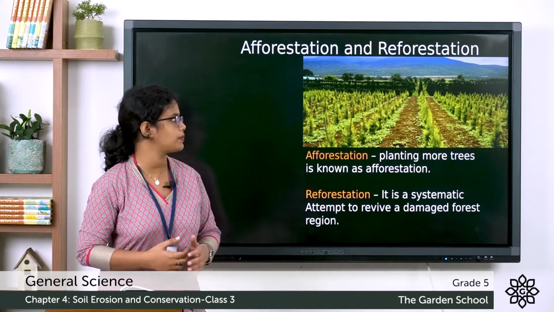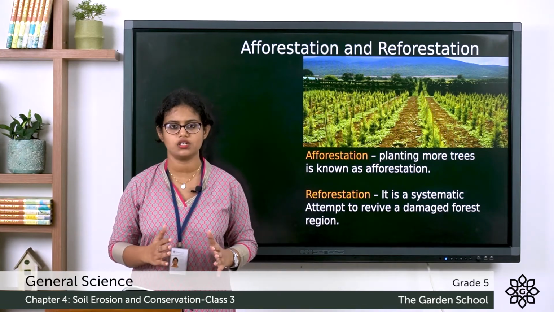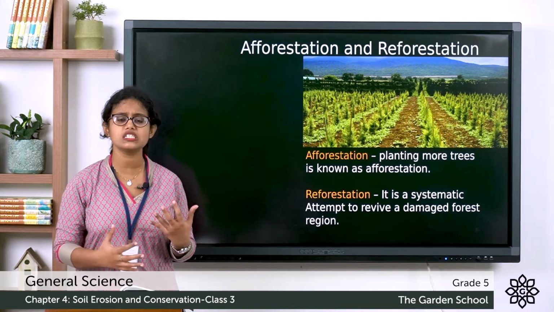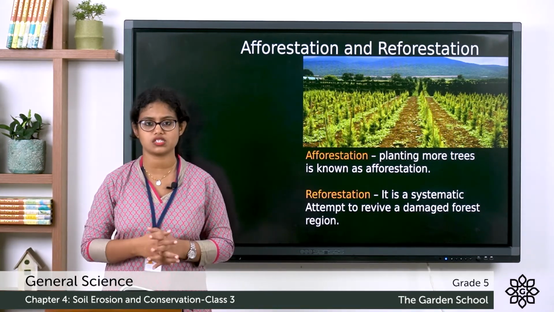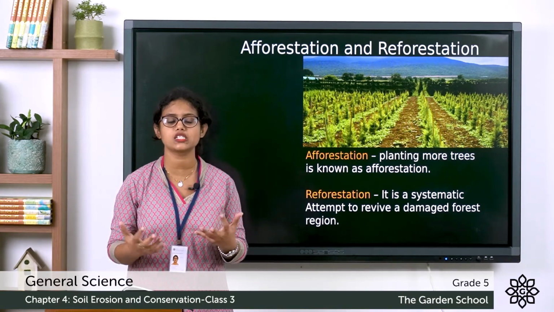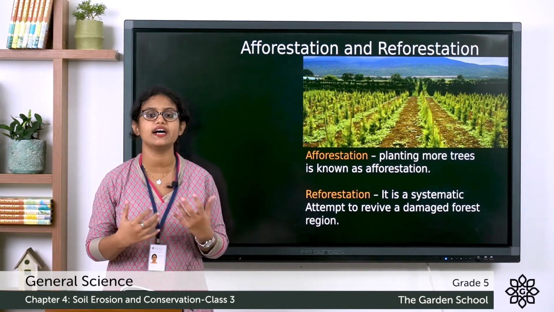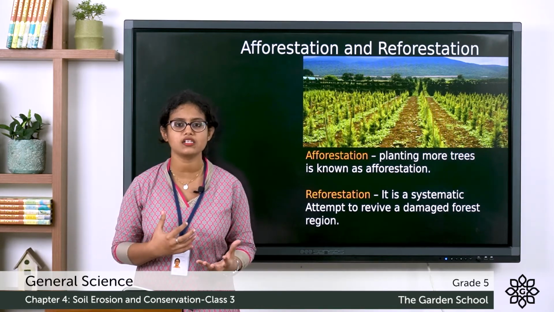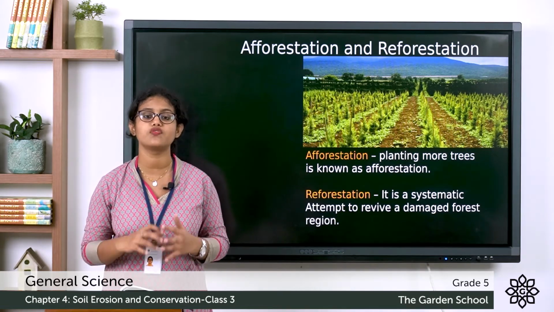Coming to the next step, that is afforestation and reforestation. Another important way for soil conservation. So what is this afforestation? Afforestation means planting trees. Planting trees on barren land or hill slopes, that means steep land. And we can create or develop a forest area by planting trees on barren land or hill slopes.